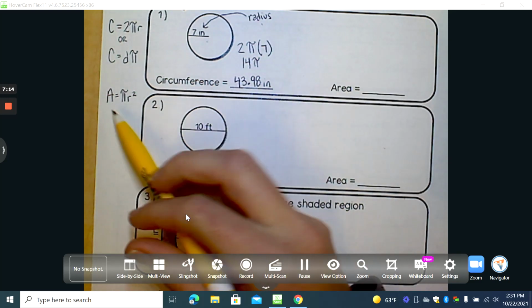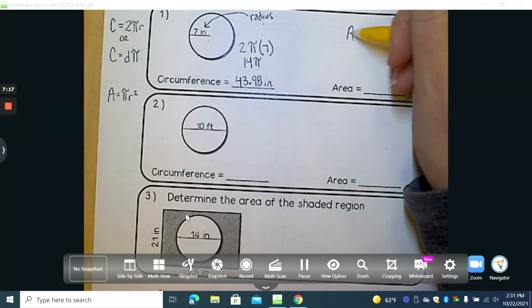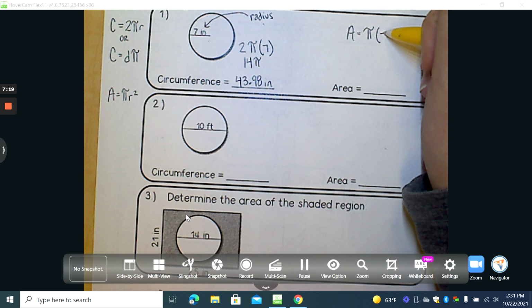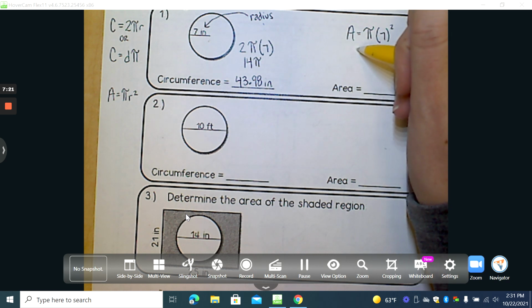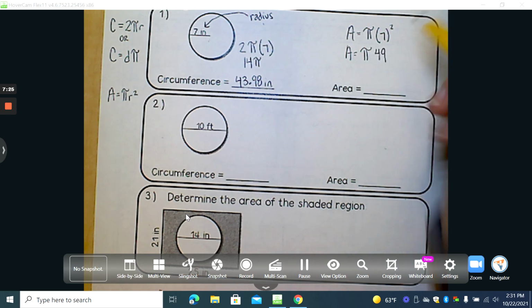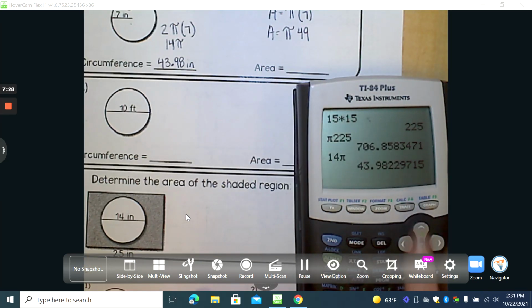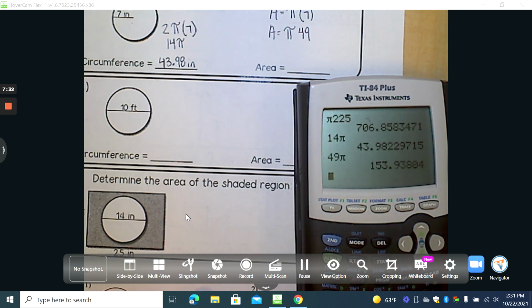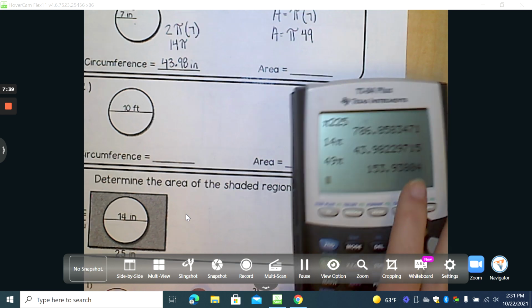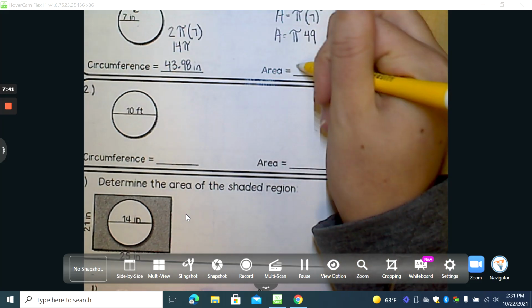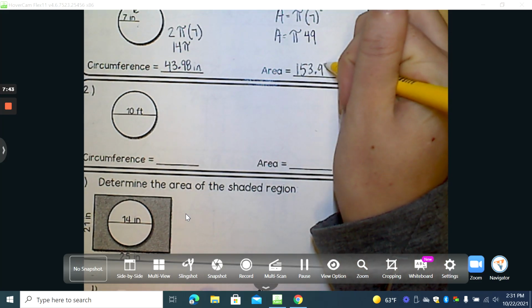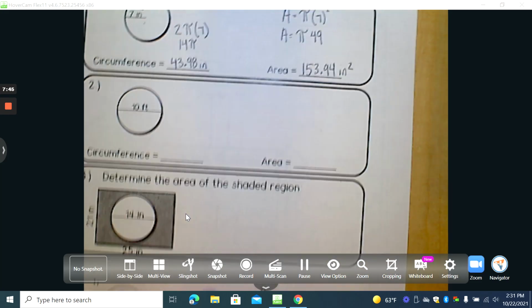Now area is pi r squared. So area, I have pi times 7 squared. Well, 7 squared, 7 times 7 is 49. And so let's take 49 times pi, and that gives me 153.938. I'll round that up, so 153.94 inches squared.